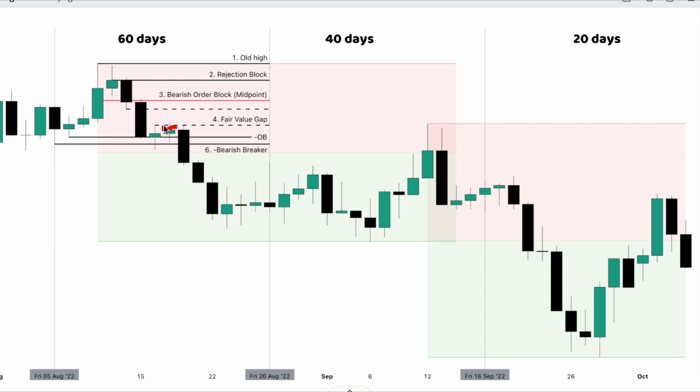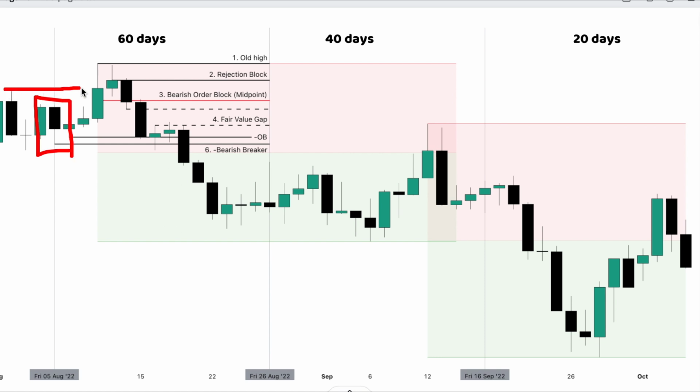As you can see, the price tapped into the fair value gap before going even lower. Once it retraced back to the fair value gap, it dropped. That means that the price is very weak. It doesn't have the strength to come and retest our bearish order block or rejection block or even our old high, which is very good. Smart money is showing their hands that they really want to reprice back to the discount level right over here.